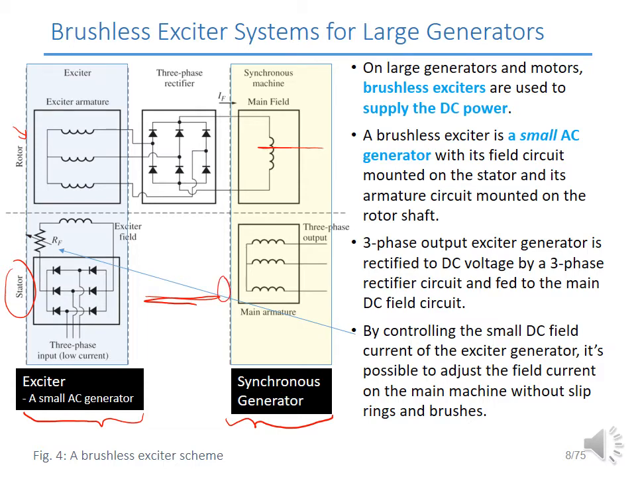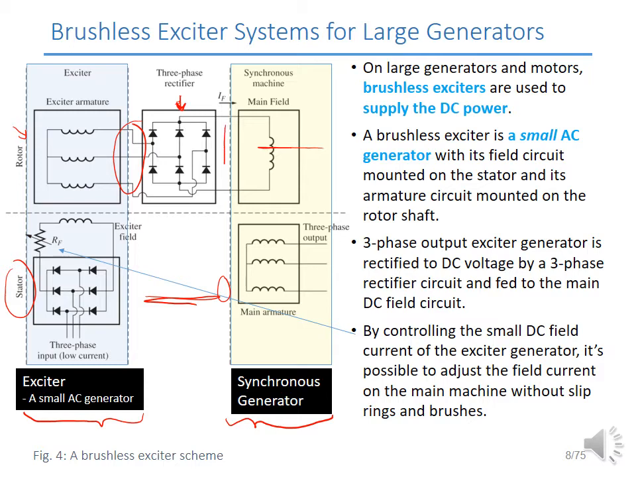Right. Okay. So what does this exciter do? As its name implies, this is an AC generator, so it actually generates AC voltage as well. This is why, if you look at the rotor side again, it's supplying three-phase voltage as the output, and they are fed into this rectifier. This is the rectifier, and the output of the rectifier is a DC voltage.